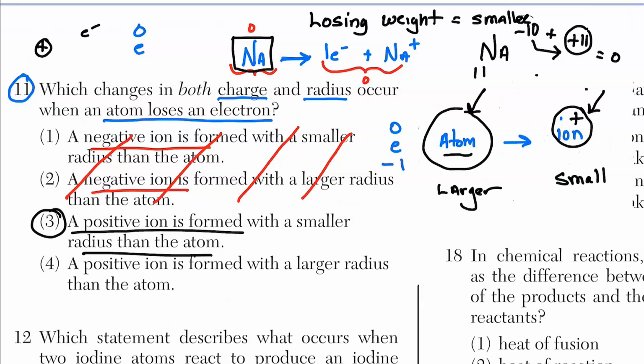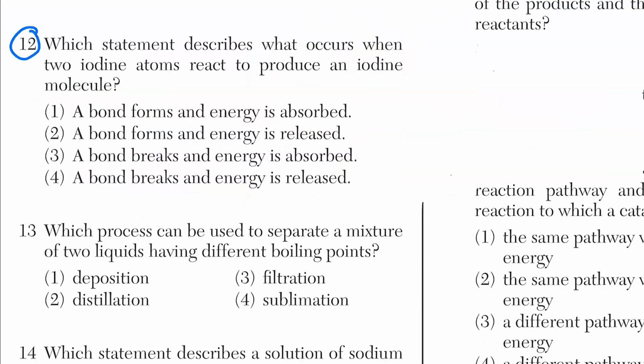On to number 12. Which statement describes what occurs when two iodine atoms react to produce an iodine molecule? So atoms are coming together to produce a molecule. So what does that look like? We have an iodine atom plus another iodine atom come together, and they make an iodine atom that's bonded to another iodine atom.